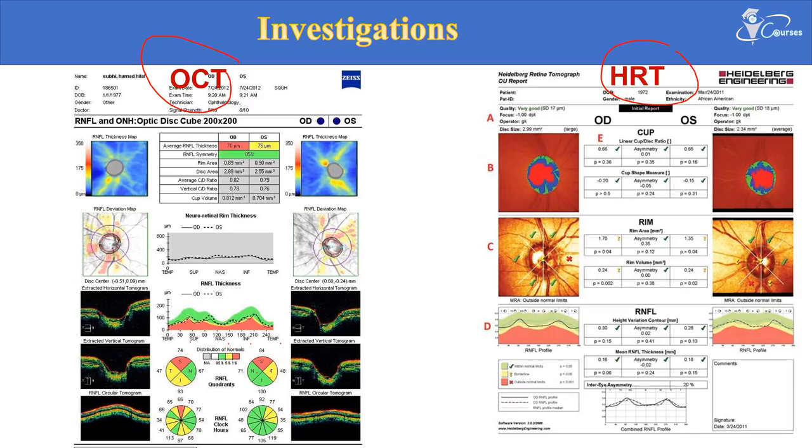Okay, so as a general rule, both should be ordered together, the OCT and the visual field. But for early disease, the OCT is superior. For late disease, the visual field is superior. Okay, clear?